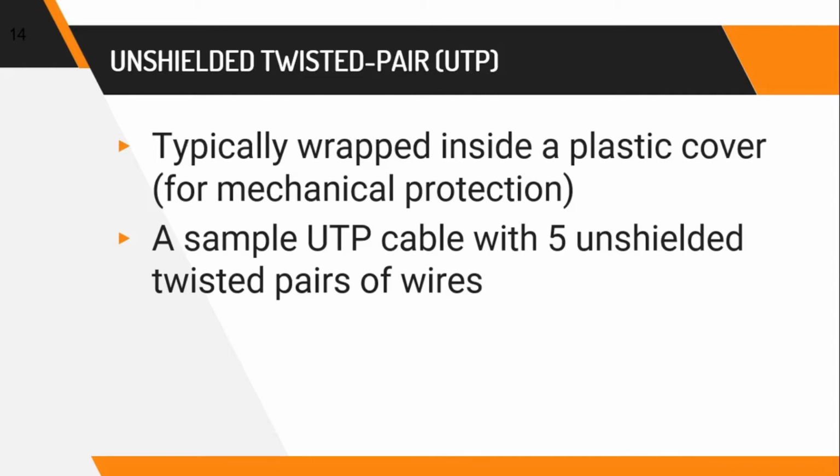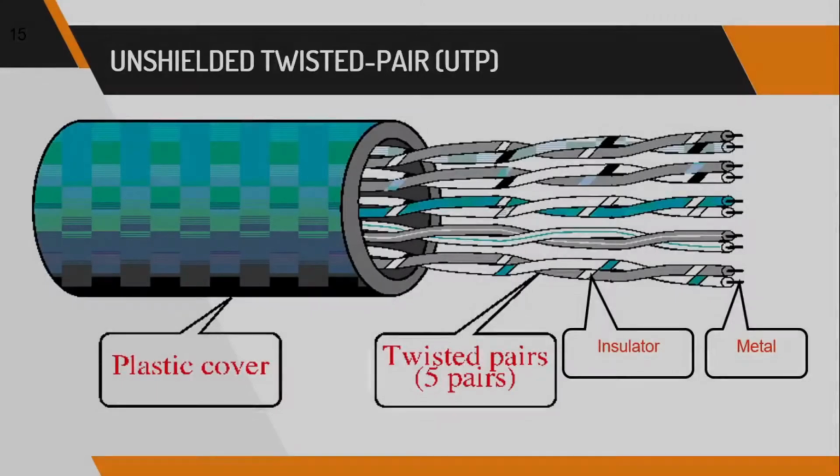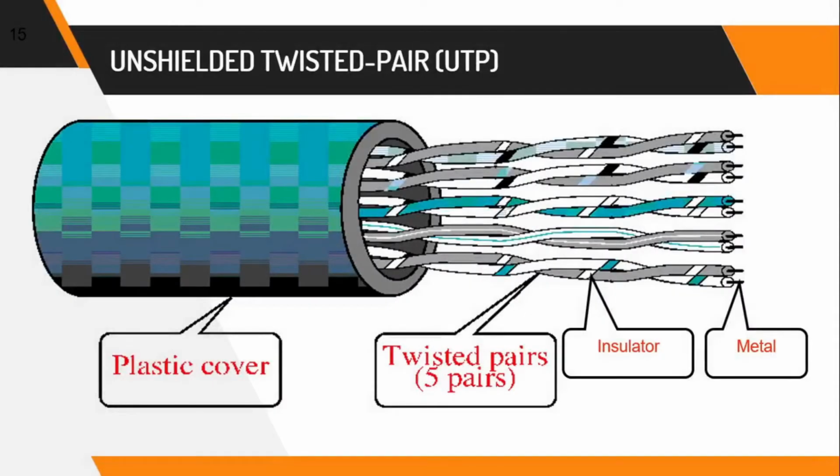The twist helps to improve its immunity to electrical noise and electromagnetic interference or EMI. The wires are typically made of copper with polyethylene or PE insulation, which is color-coded depending on the application of the cable being made.